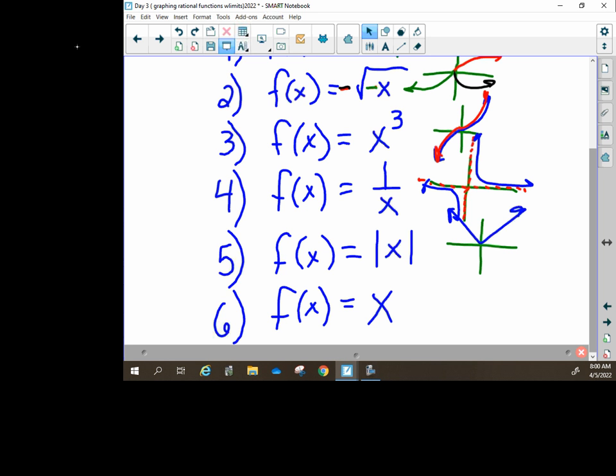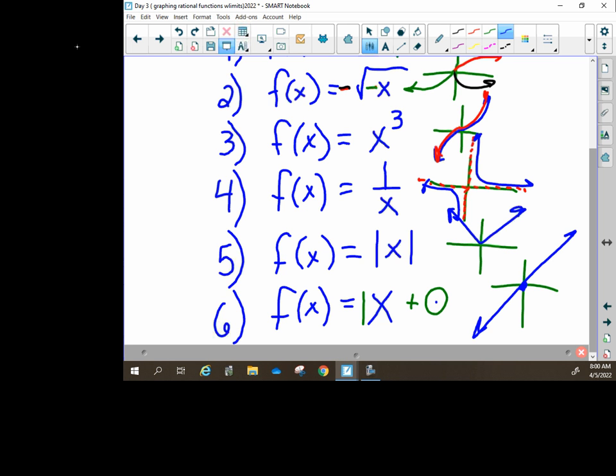F of x equals x. This is the easiest one. Now I'll make it easier. F of x equals 1x plus 0. Y-intercept is 0. Slope is 1. Rise 1, run 1, rise 1, run 1. There you go. Good job.